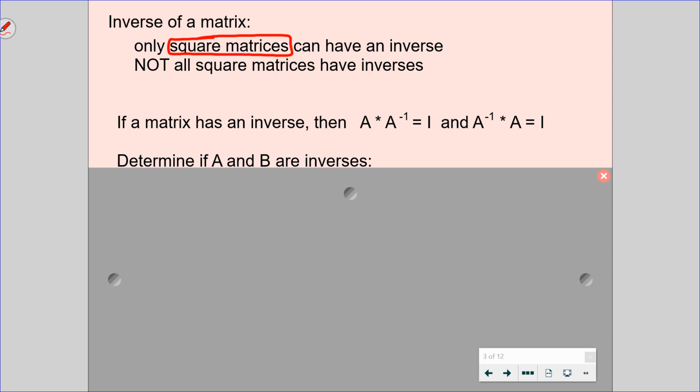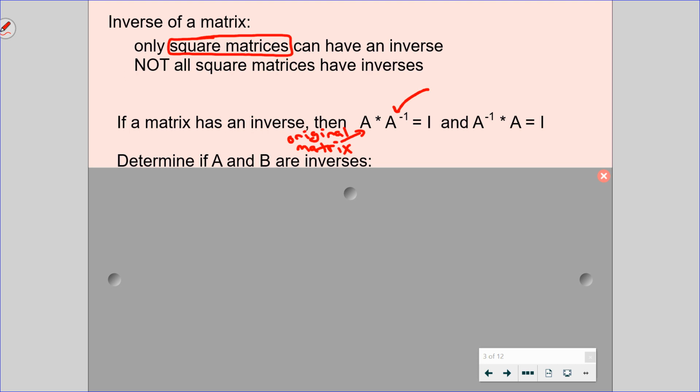A little bit of notation here for you. It says if a matrix has an inverse, then you can take this A, and again, this is just the original matrix. And I don't want the notation to get in your way. It's just the original matrix.